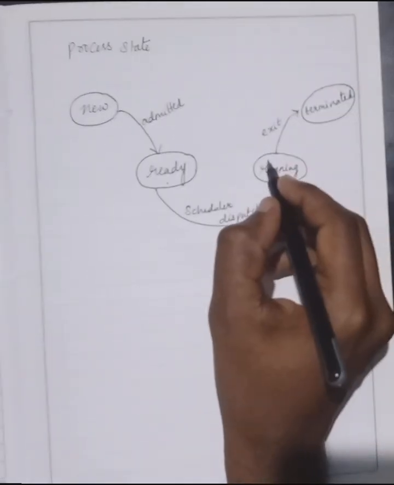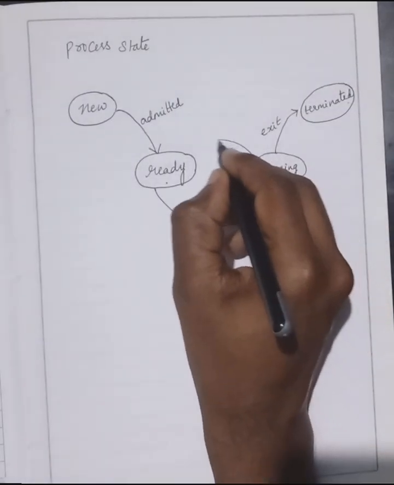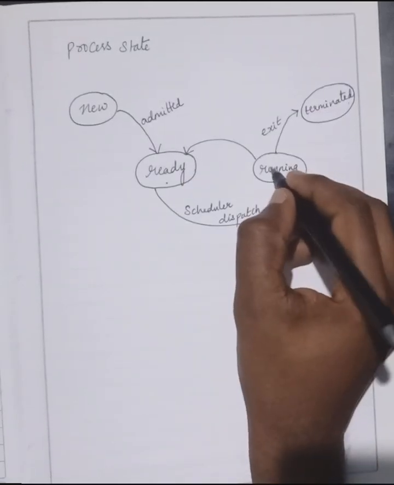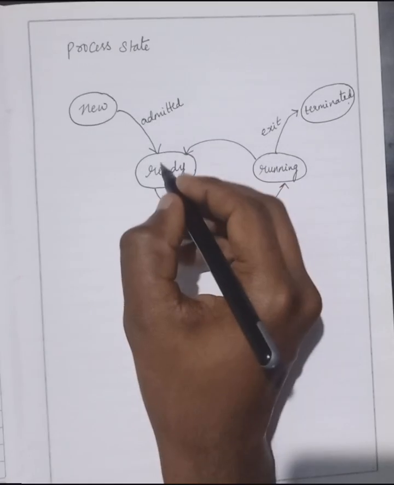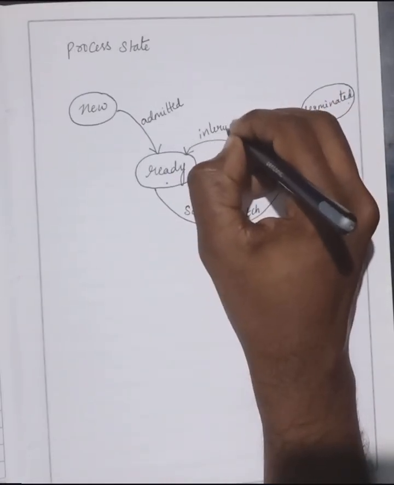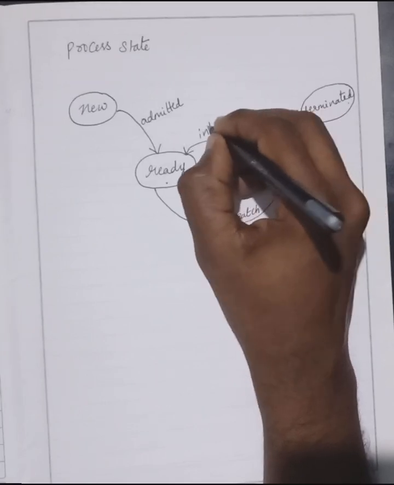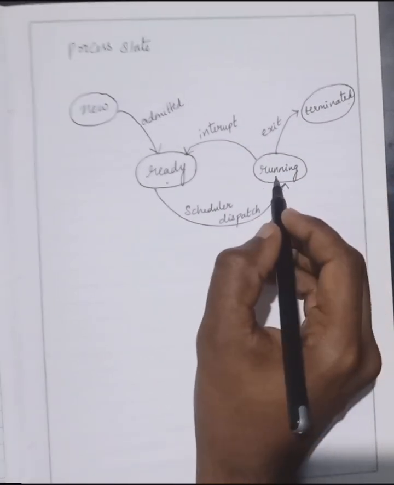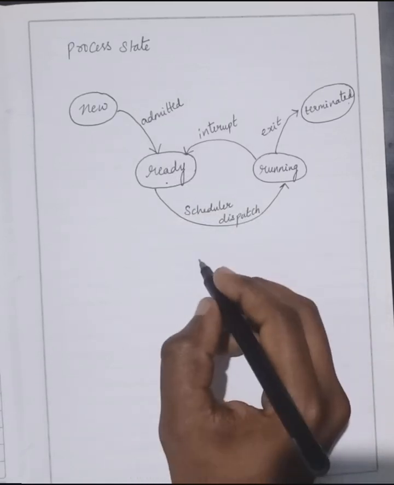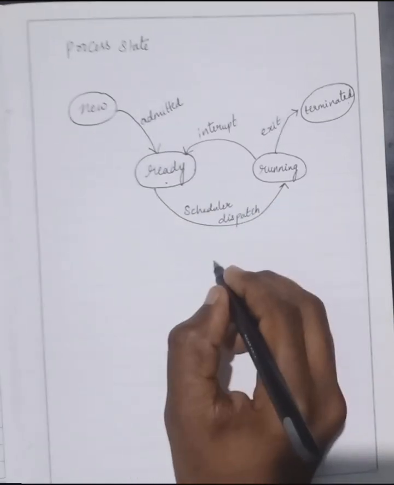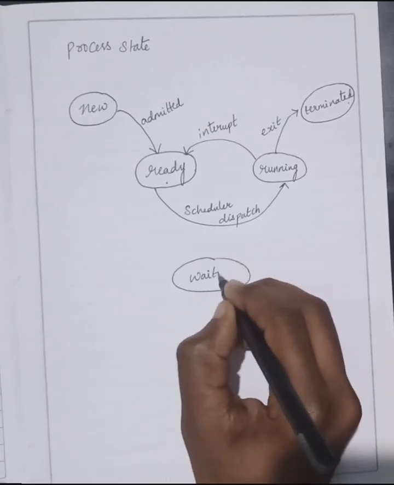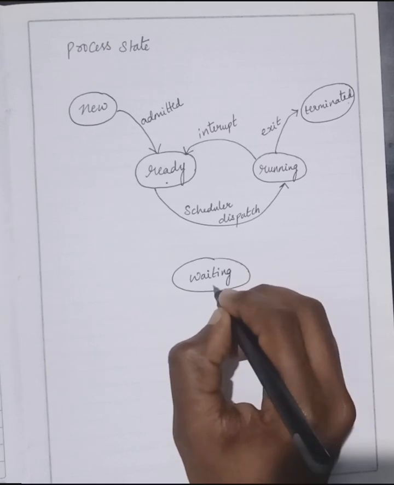Okay, while running, if there is some interruption, some disturbance in the middle, then it will pause. It will pause from the running state and go back to the ready state. So that is what happens whenever we have an interrupt. Whenever we have an interrupt, from the running state it will go back to the ready state. In the meanwhile, while running, if suddenly it wants to wait for some input output or something like that, then it goes into a waiting state.